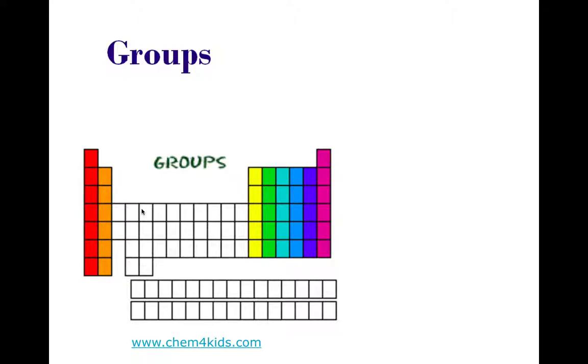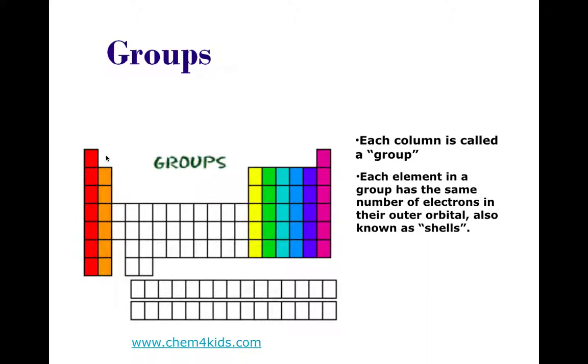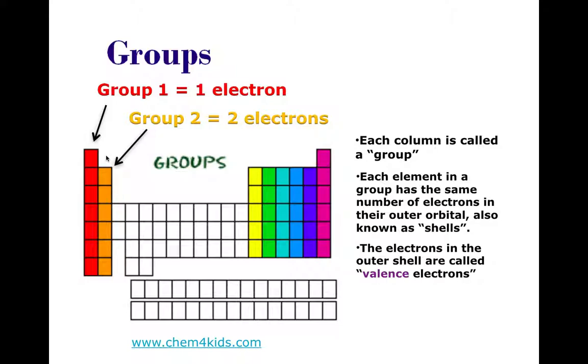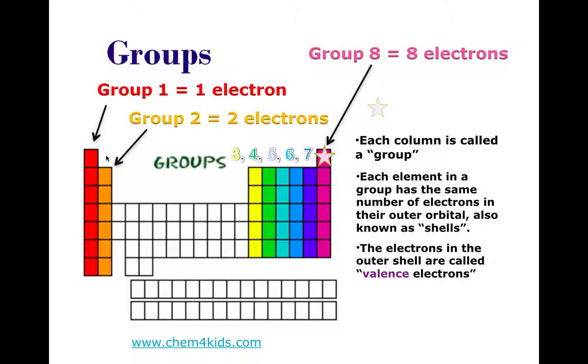Now, columns are called groups. So each element in a group has the same number of electrons in their outer shell, or their outer energy level. These outer electrons are called valence electrons. So if you're found in group 1, so you're in column 1, you would have 1 electron in the outer shell, not total. If you're in group 2, you would have 2 electrons in the outer shell, and then etc. all the way to the noble gases, well, you would have 8 electrons, except for helium. Helium only has 2 electrons.